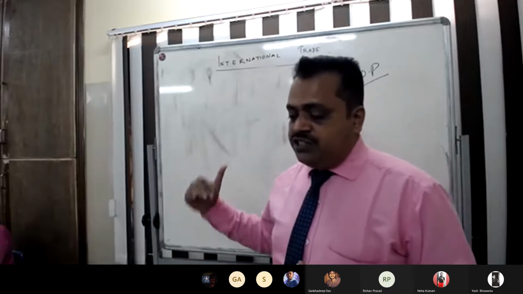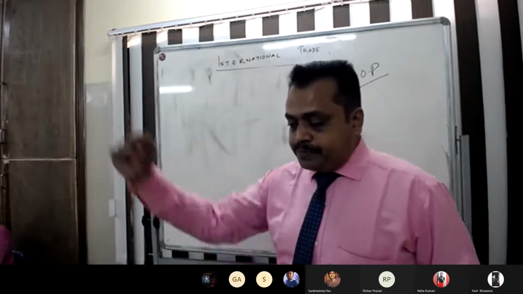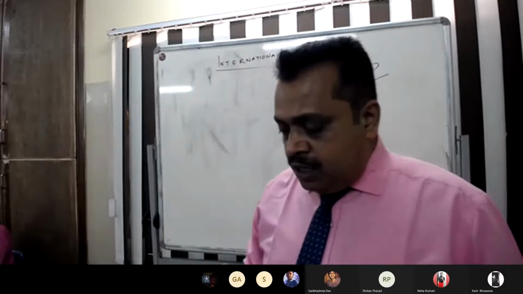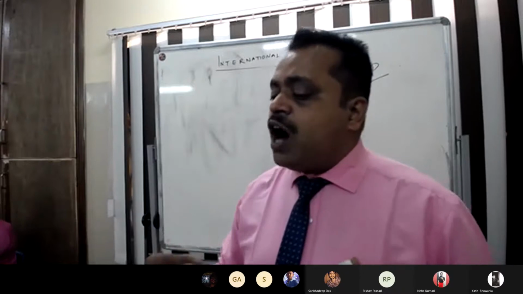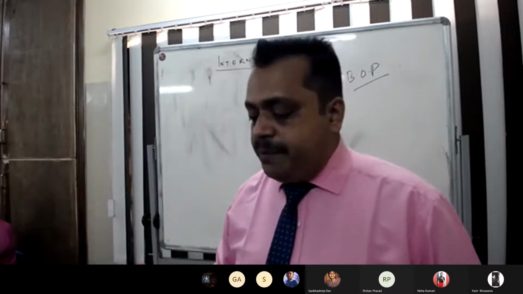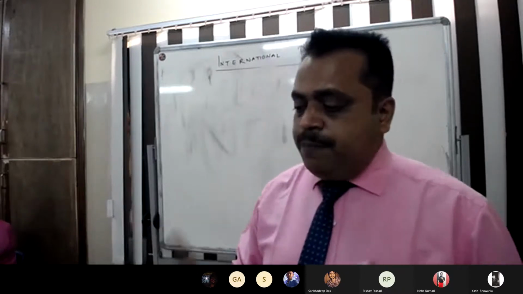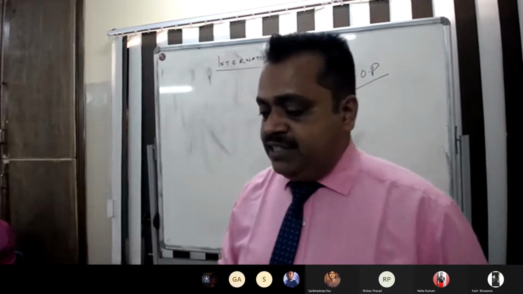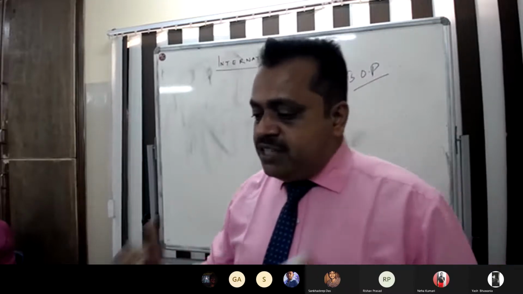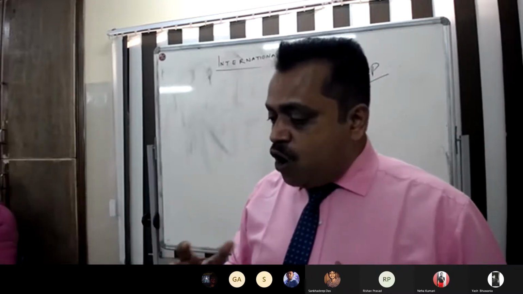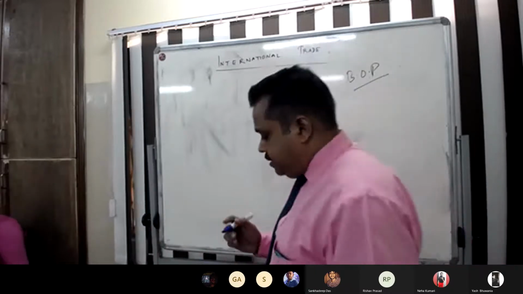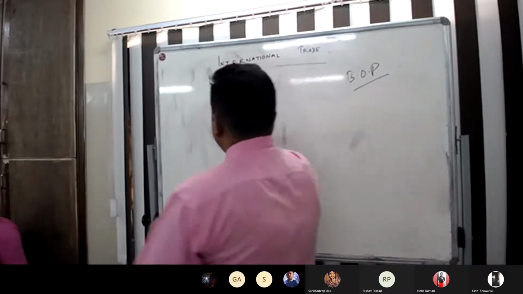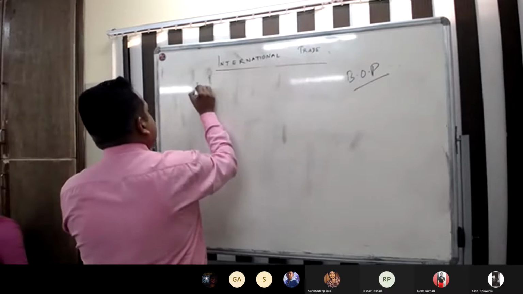I shall come to the discussion of what is balance of payment. Before that, I would like to tell you that trade occurs due to our necessity, due to our demand. Since we the people create demand, trade arises. The basis of trade is specialization. Due to specialization, trade occurs.